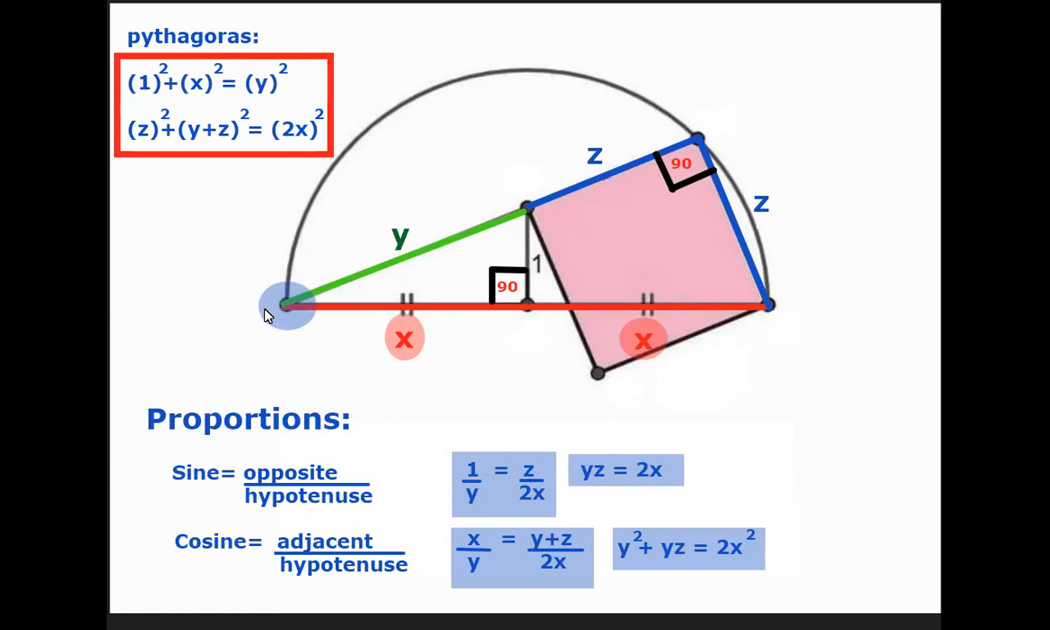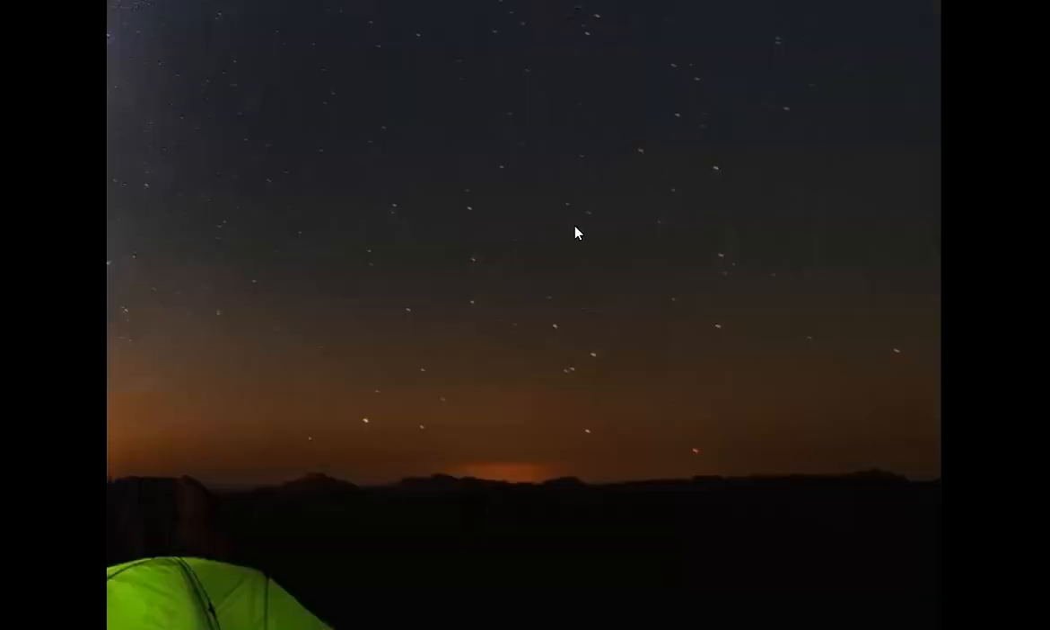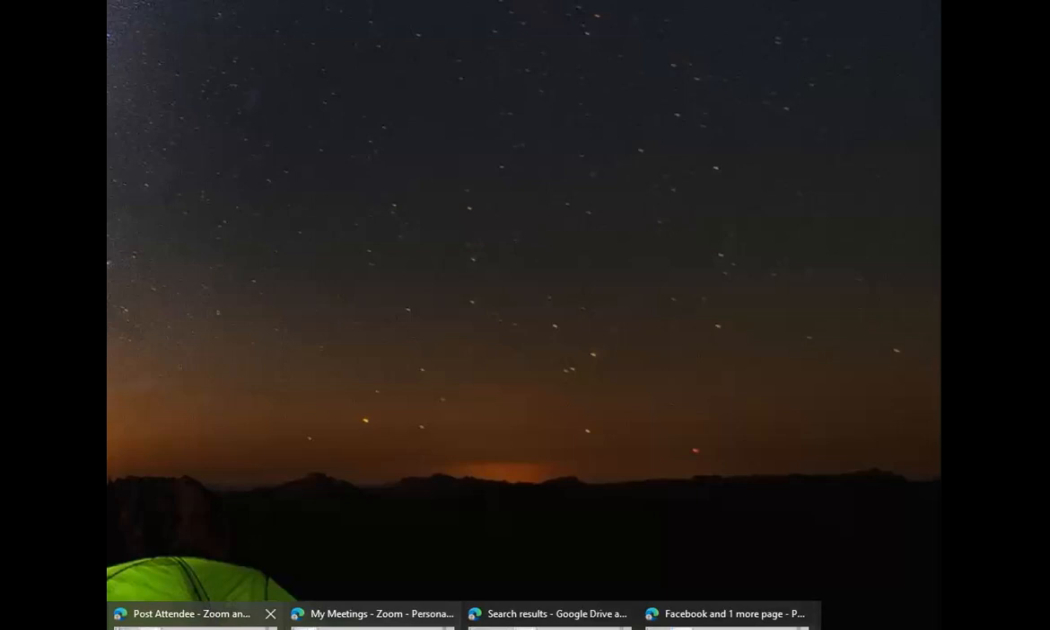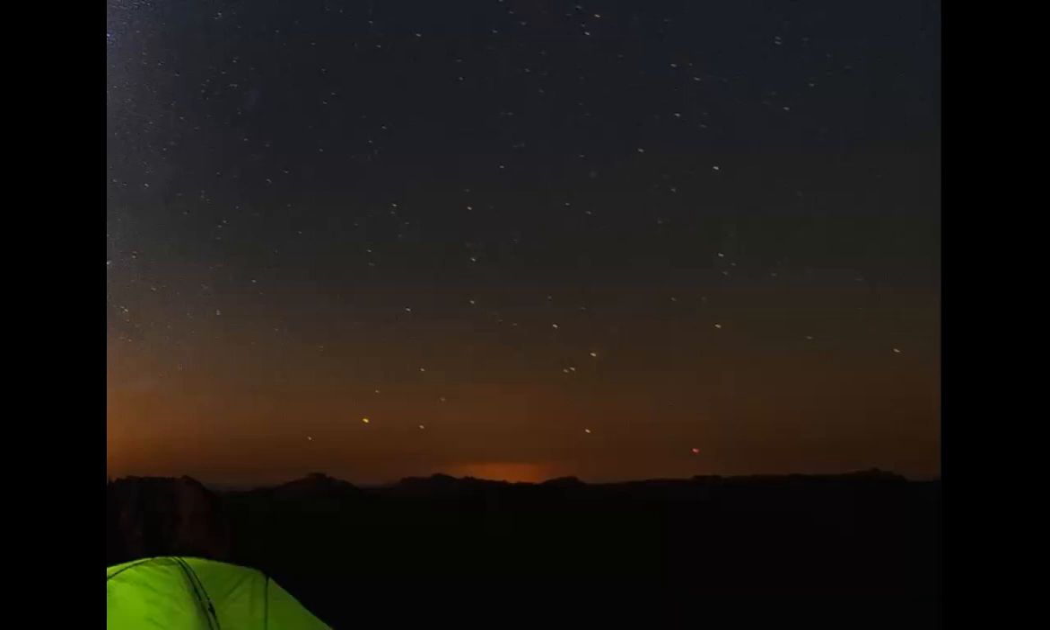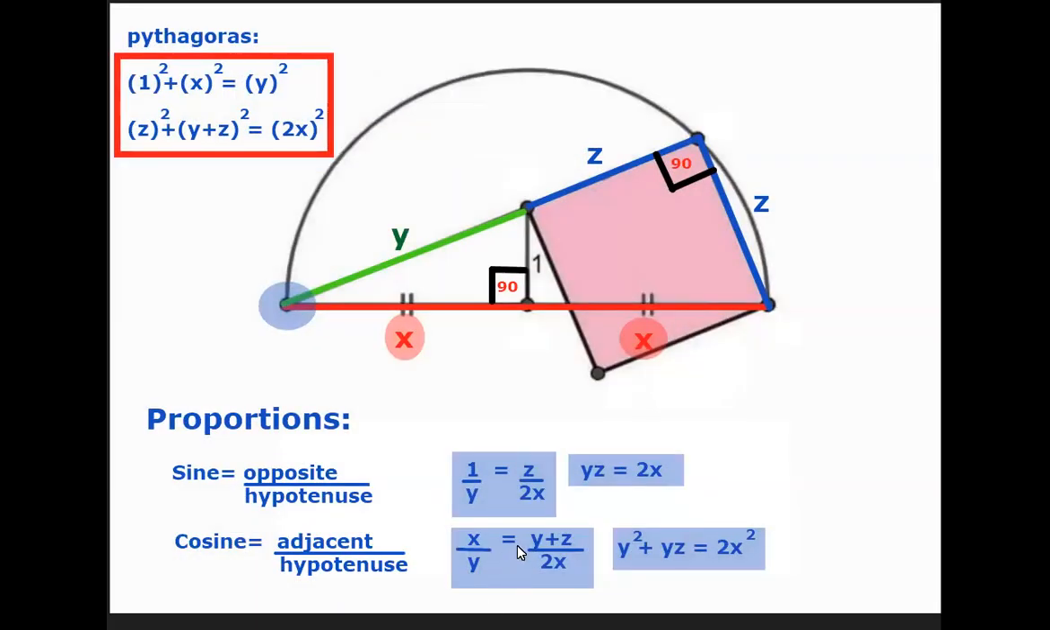Going back to the start of this diameter underneath the semicircle, we have the cosine. Well, the cosine is the adjacent side x over the hypotenuse y for the small triangle. And for the large inverted triangle, a little trickier, y plus z is the base, that's the adjacent side, and the hypotenuse is 2x. What just happened? I just lost my pictures. There they are. Okay, I'm back.